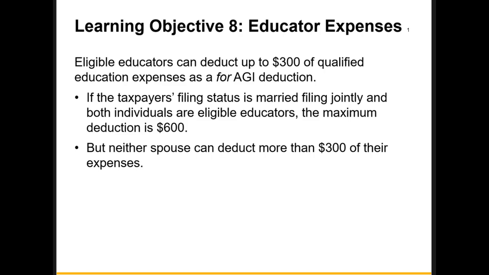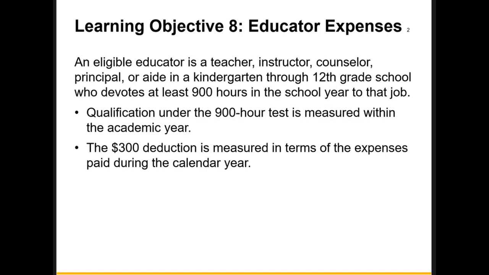If they're filing jointly and both of them are teachers, then it can be $600 maximum. But you both have to have your own expenses. It can't be that one spouse spent $600, the other one didn't, but just because they both are teachers, you get to take $600. They have to use their deduction for their own expenses. So what is an eligible educator? Teacher, instructor, counselor, K through 12.